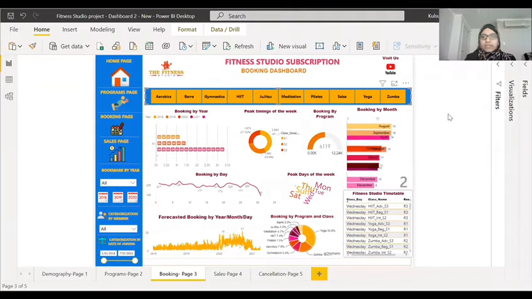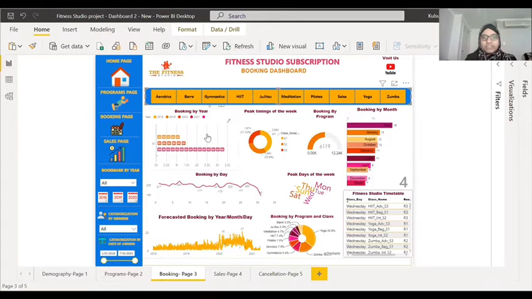This is the evidence of work that I have done in Power BI. As a part of Sprint 2, we have created 2 dashboards. I was responsible for designing the booking dashboard. For this booking dashboard, you can see there's a slicer provided on the top, which is for the programs offered by the Fitness Studio. The next chart is booking by year chart.